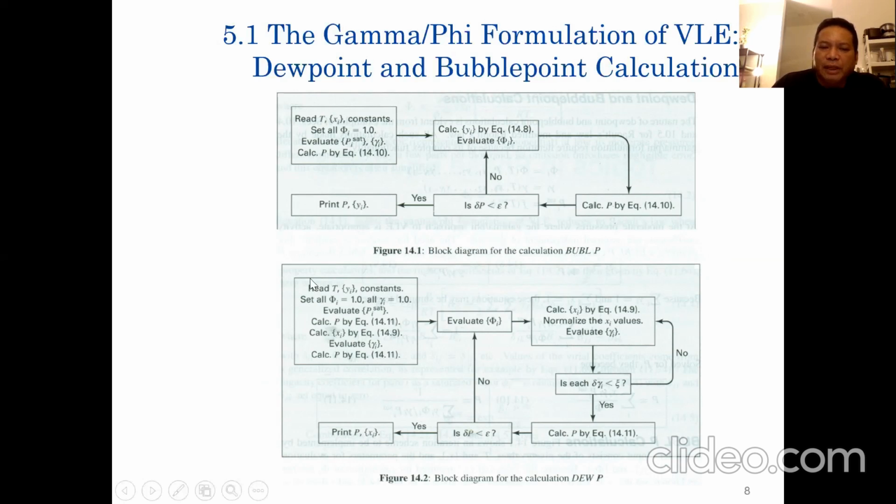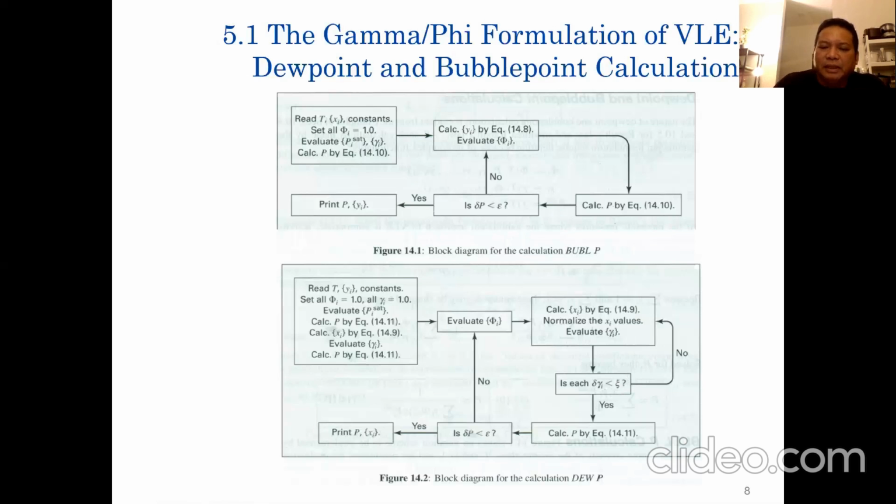Pressure, it's the same thing. We have all this data here. We evaluate phi, capital P, and then we normalize the value and evaluate gamma 1. Is this gamma 1 smaller than the epsilon? It's the difference of the gamma just now.